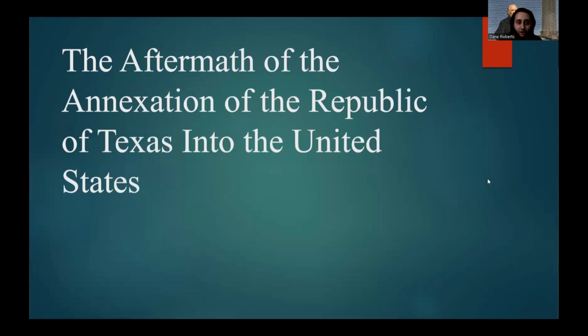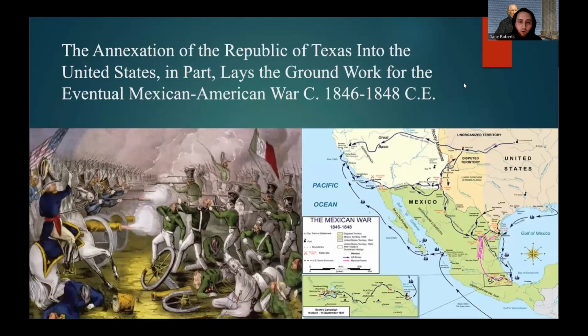Now this brings us to our last section, the aftermath of the annexation of the Republic of Texas into the United States. Well, for one thing, the annexation, in part, obviously not completely, but definitely played a major part in laying the groundwork for the eventual Mexican-American War that happened between 1846 and 1848 CE.